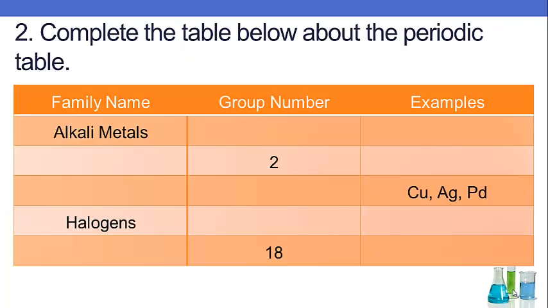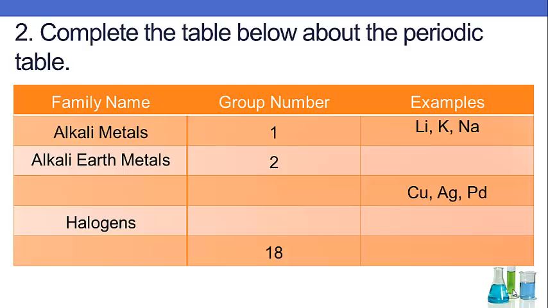Next question, complete the table about the periodic table. So this is just knowing the family names and where to find them on the table of elements. So first we have the alkali metals. That's going to be group number 1. So the first column, our alkali metals are going to be things like lithium, potassium, sodium. These guys are all going to be very reactive. We have to store them under oil because they'll react with moisture in the air. So just highly, highly reactive metals.